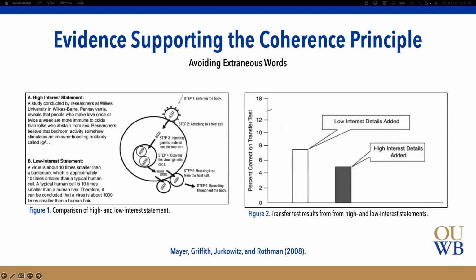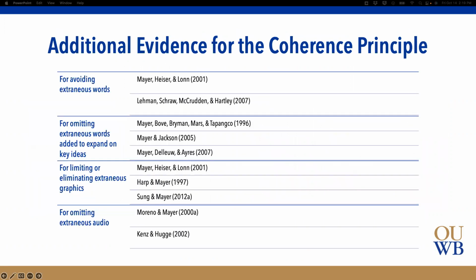The coherence principle stretches across a few different ideas. In fact, let me go to the next slide quickly and we'll go back. The coherence principle relates to four sub-ideas. It's avoiding extraneous words. It's also omitting extraneous words that are added to expand on key ideas. And when I go back, what we're going to look at is related to this sub-idea here. It's also related to limiting or eliminating extraneous graphics.